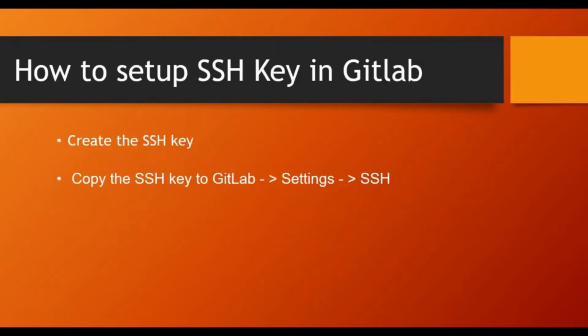So how do we set up an SSH key in GitLab? In this tutorial, we'll create an SSH key on the Windows machine, and we will copy that SSH key to the GitLab settings so that we can authenticate between GitLab and this computer.